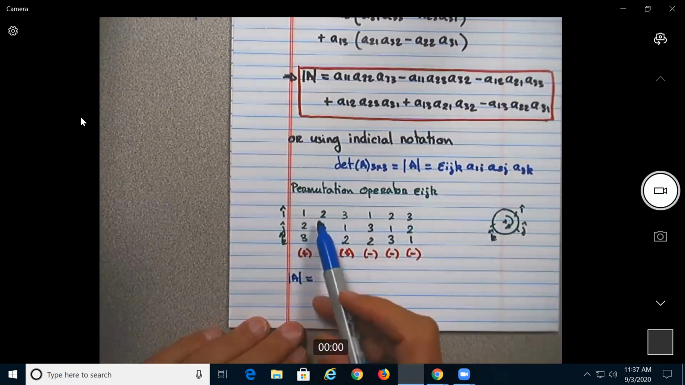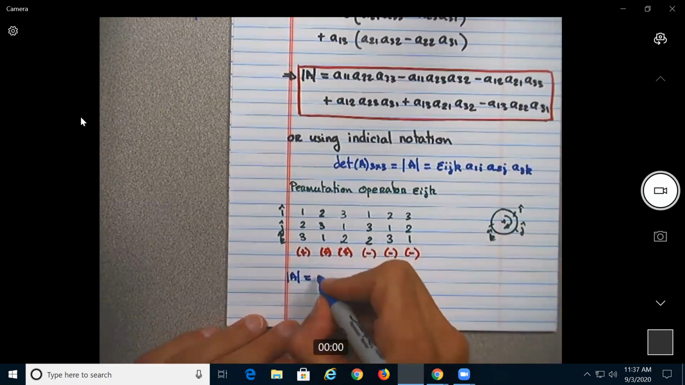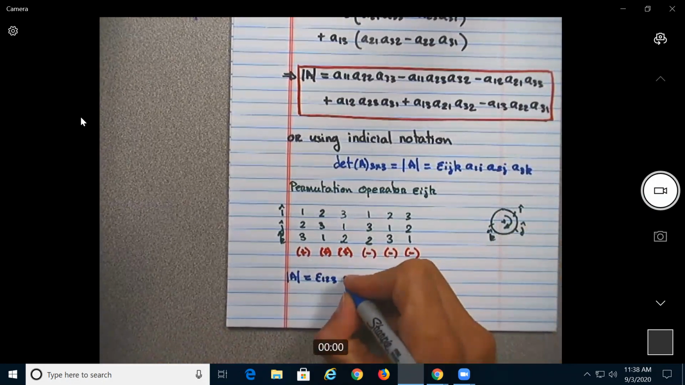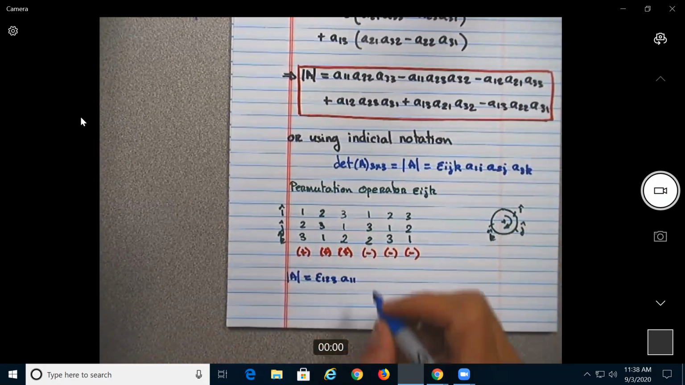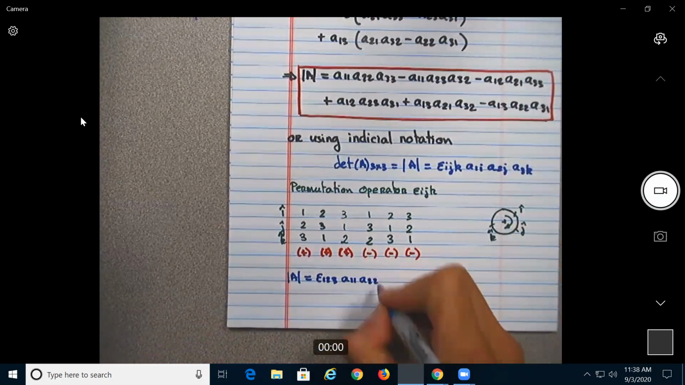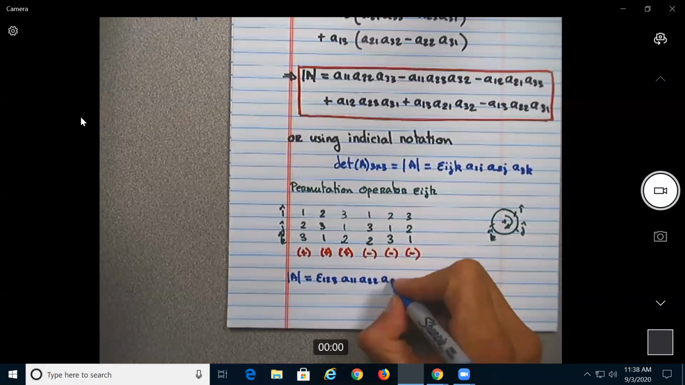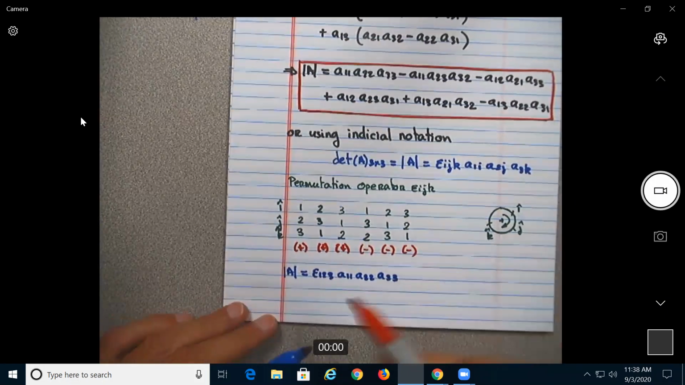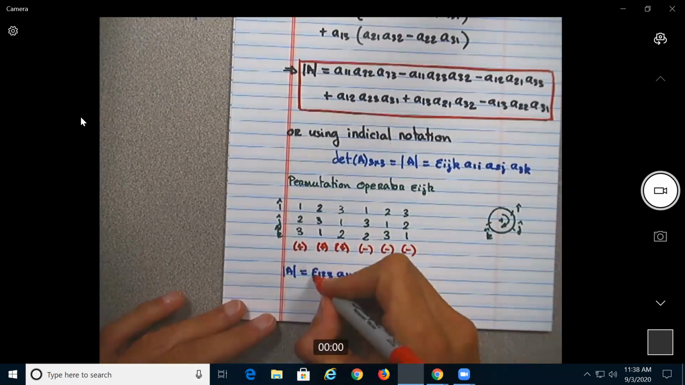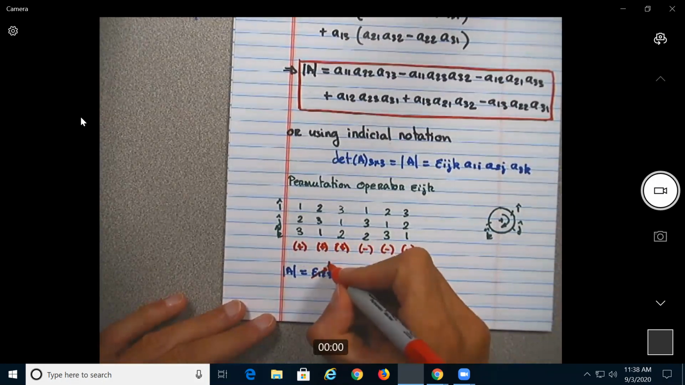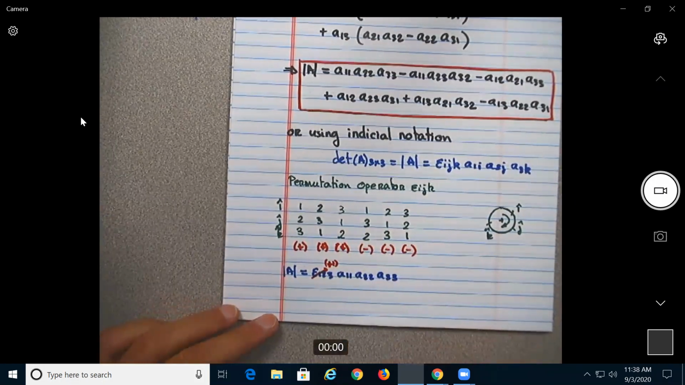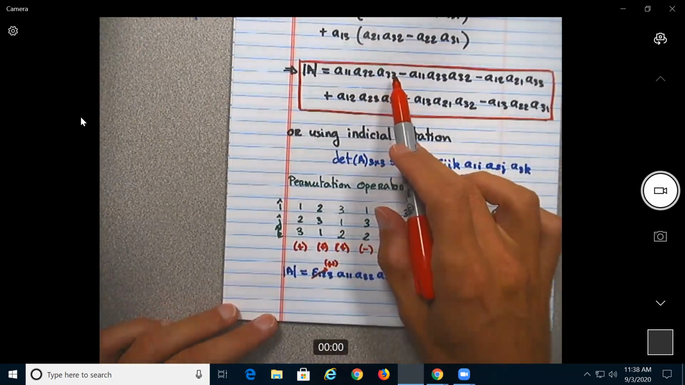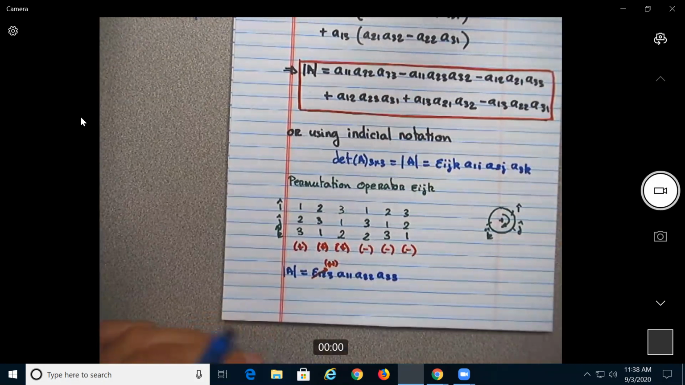So let's go following this order. First one will give you what? Epsilon 1, 2, 3. Then you have A 1, 1, A 2, 2, A 3, 3. Okay? And over here, the Levi-Civita operator will be positive 1. So this term will actually represent this one, the one over here. Maybe I'm not following the exact order.